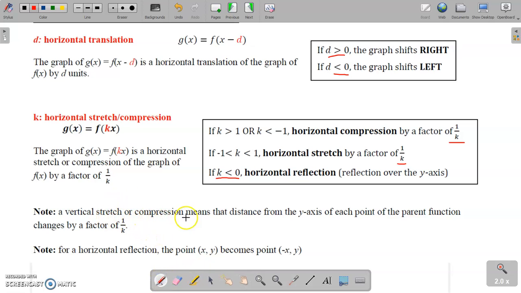A horizontal stretch or compression means that the distance from the y-axis of each point of the parent function changes by a factor of 1 over k. So you can see here we take the original x and multiply it by, in this case, 1 over k. And similar to the reflection through the x-axis, this is a reflection through the y-axis, so all the original x's become negative.